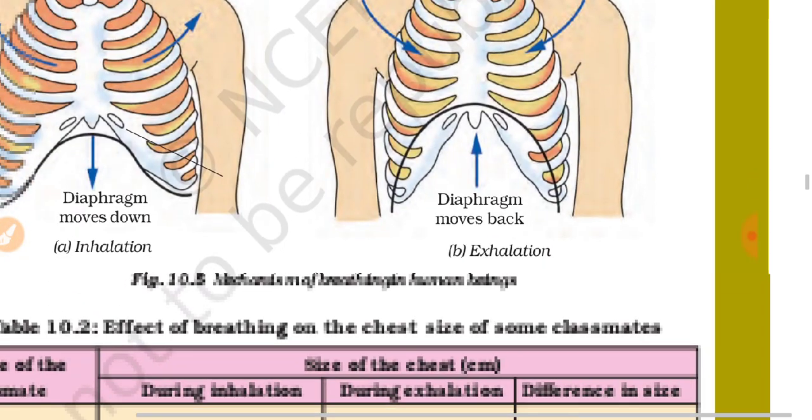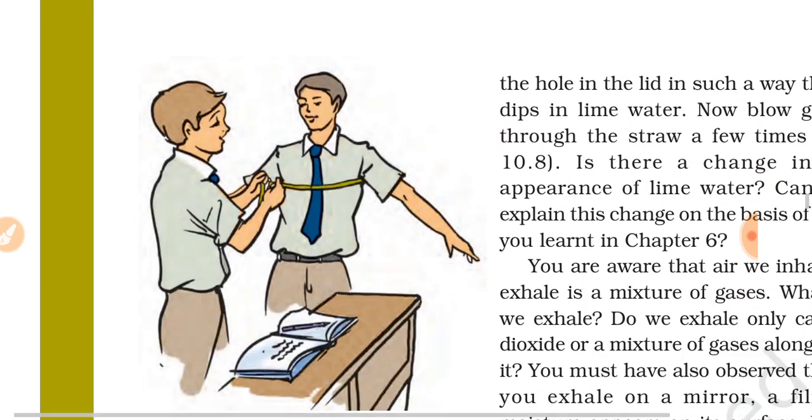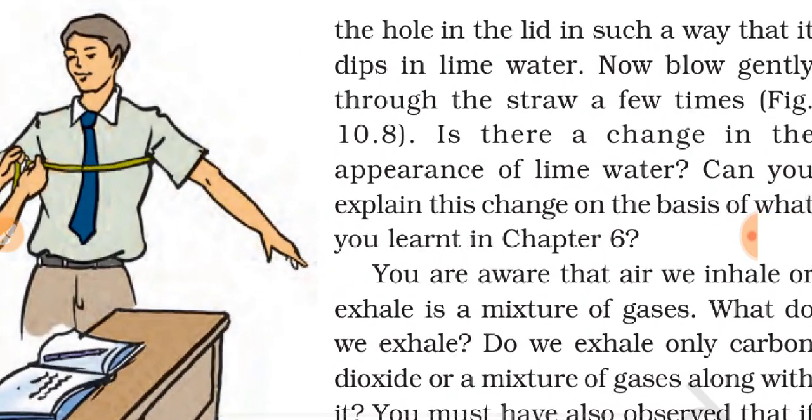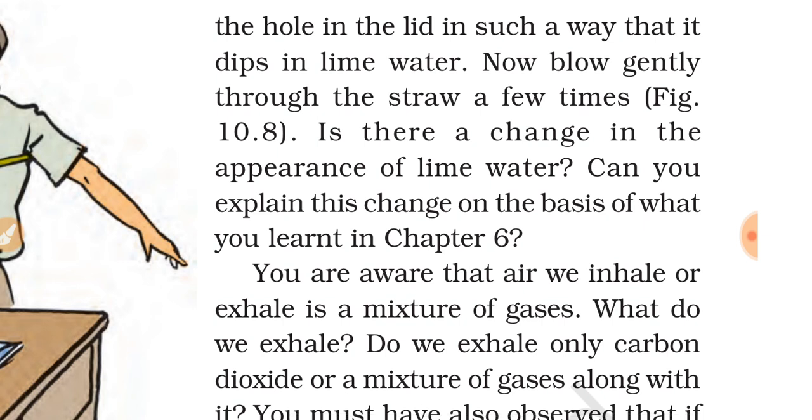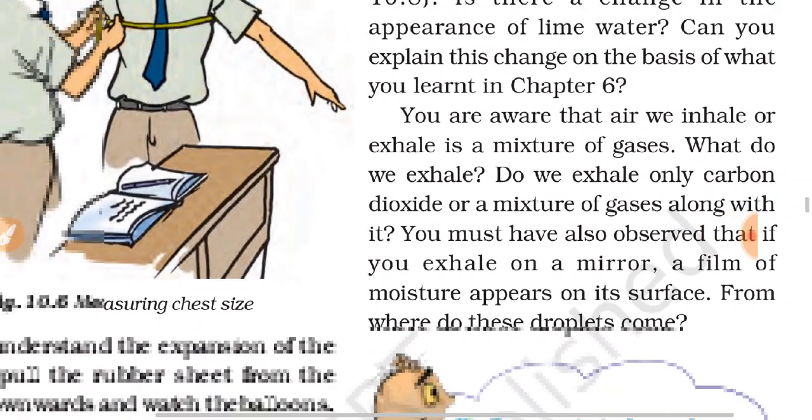Okay, so you can see here the hole in the lid, in such a way that it dips in lime water. Now blow gently through the straw a few times. Is there a change in the appearance of lime water? Can you explain this change on the basis of what you have learned in chapter 6?